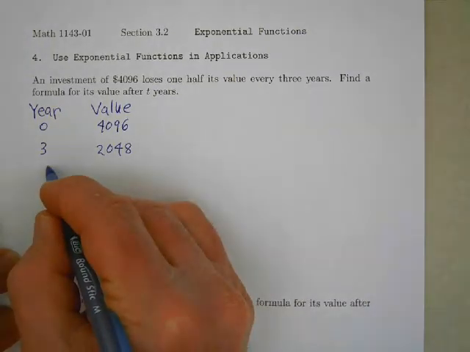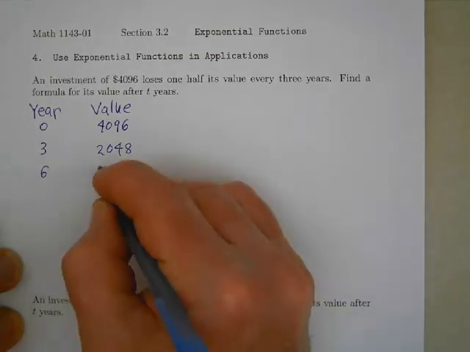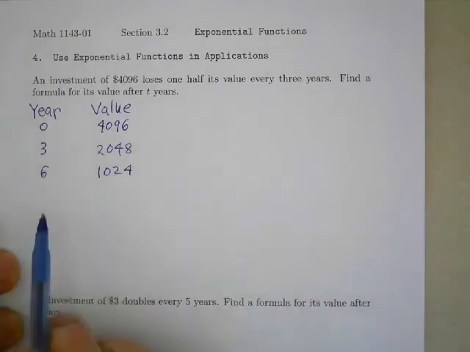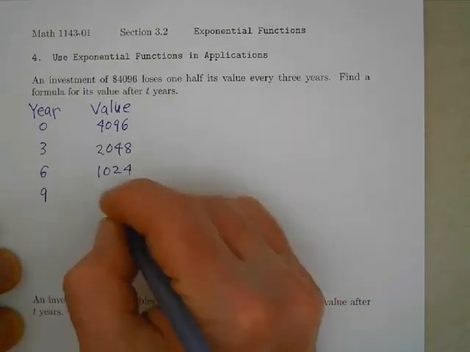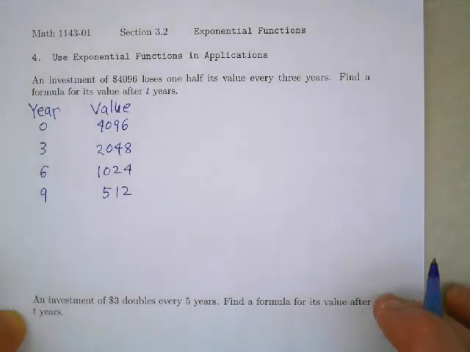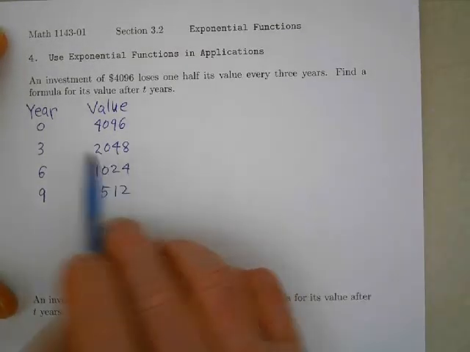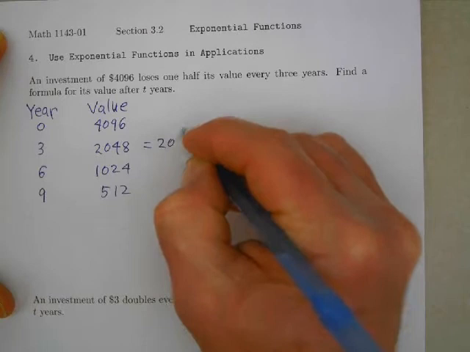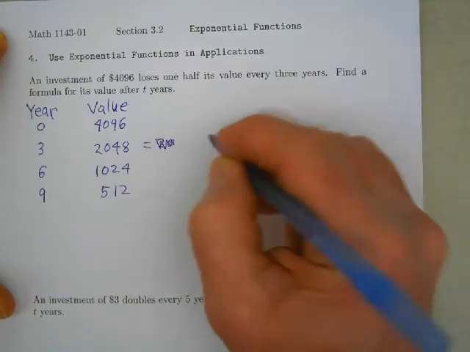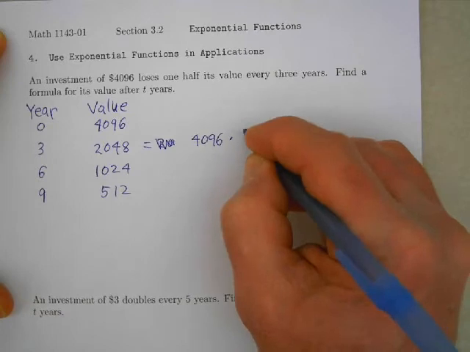At the end of 3 more years, 6 years, the value will be 1/2 of 2,048, which is 1,024. And after 3 more years, at the end of 9 years, the value will be $512. And we wanted to see if we can figure out a formula for this. Well, notice after 3 years, 2048 is 4,096 times 1/2.